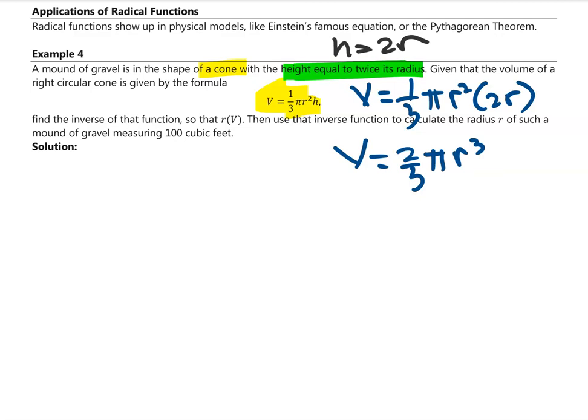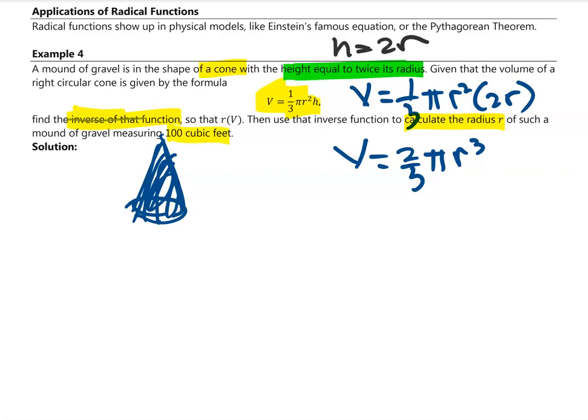A shape of a cone, amount of gravel, so it's like this, something like that. Okay, so find the inverse, that is what we want. Find the inverse of the function so that r of v, then use the inverse function to calculate the radius r of such an amount of gravel measuring 100 cubic feet.